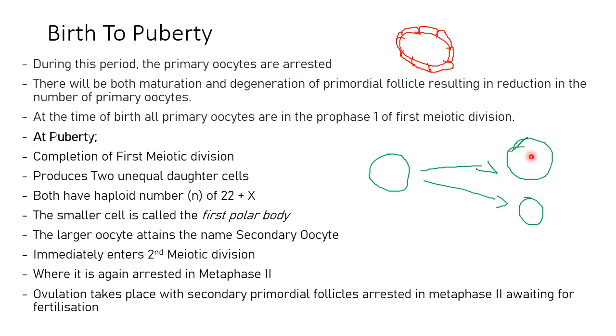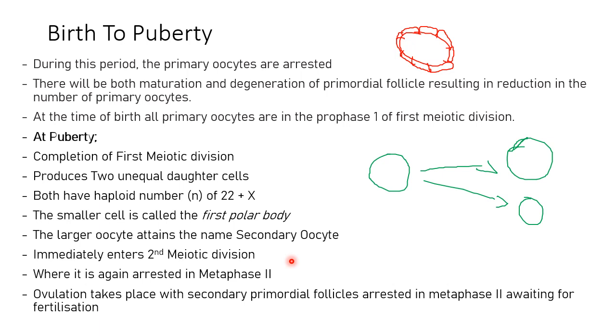So this cell now will attain the name known as secondary oocyte, because it is big and it is the one that is functional. Then this other cell that has been formed, this smaller one, will attain the name first polar body. Usually these polar bodies degenerate. So the smaller cell is called the first polar body, and the larger oocyte attains the name secondary oocyte because it will proceed to the next stage.